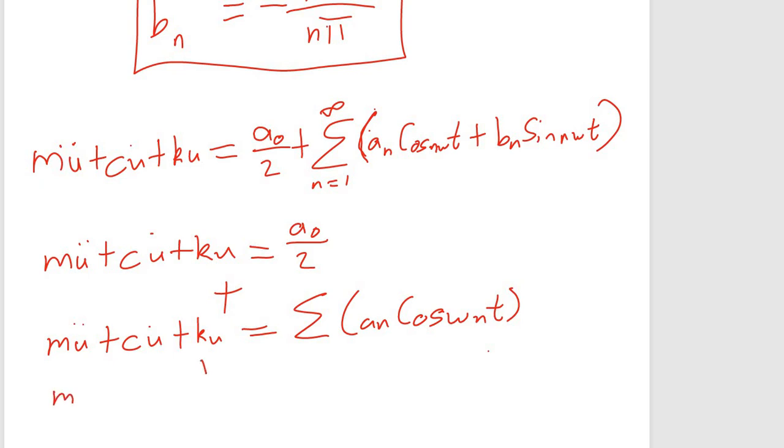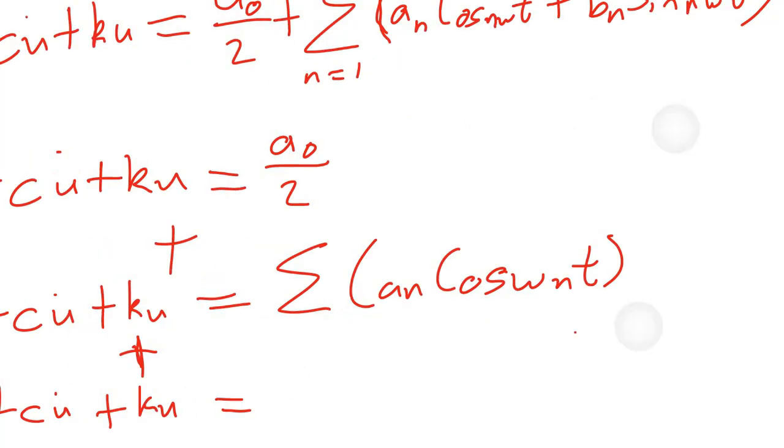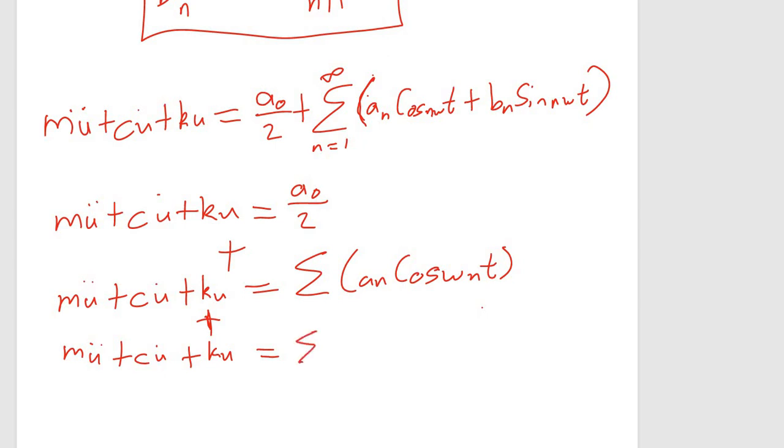The third one is also plus the solution for mu double dot plus cu dot plus ku is equal to the summation of, in this particular case, bn sine n omega t. So in actual fact, I'm using the principle of superposition to separate the individual forcing function, since it's now a series, and find the individual solution that is associated with each.